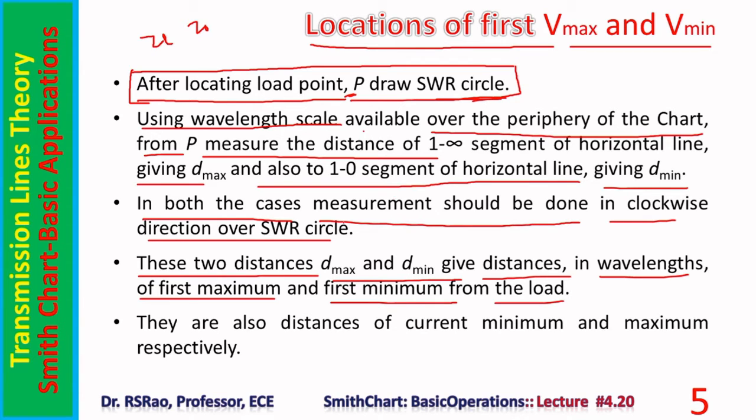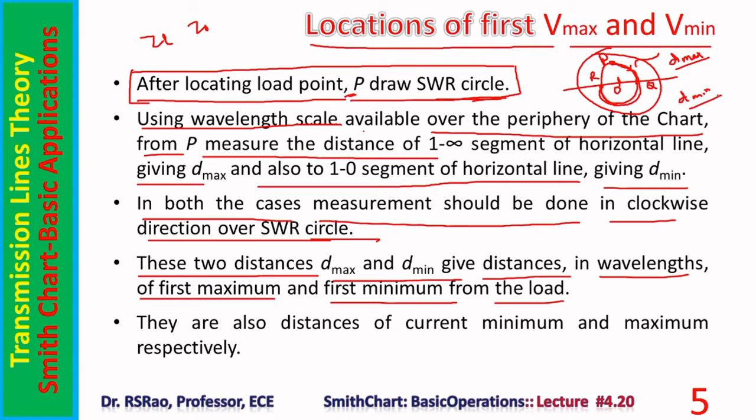So the procedure, in simple terms, is this. This is the Smith chart. Now let us suppose the load point is somewhere here. This is the load point. This is center O, load point is P. Now draw the SWR circle. What he says is, you measure the distance from point P to, let us say, this point Q. And let us also suppose this point is R. From P, measure the distance to Q in clockwise direction. This distance gives you Dmax, or distance of voltage maximum from the load. And from P, you continue measuring the distance through Q up to R. This distance gives D minimum. That is the distance of first voltage minimum from the load.